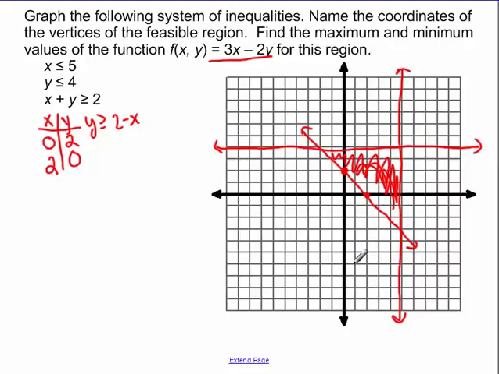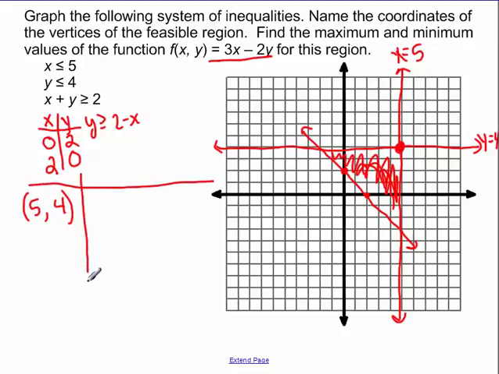So we need to find our vertices. One of them is super easy to find. It's our x equals 5 line and our y equals 4 line. So x would be equal to 5, y would be equal to 4. Then we're going to test these in our function f of x, y equals 3x minus 2y, and finally figure out which is the maximum or minimum.